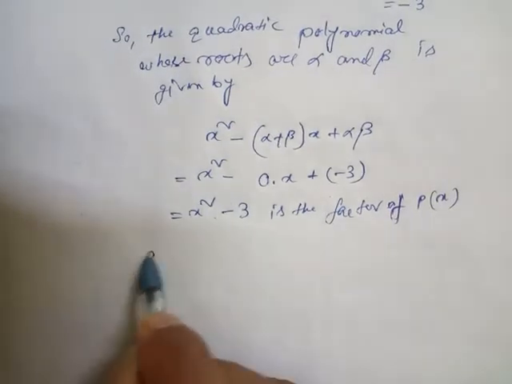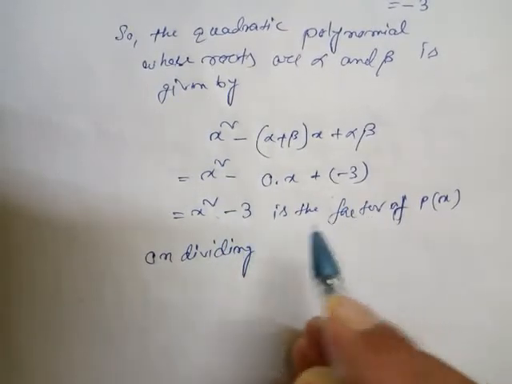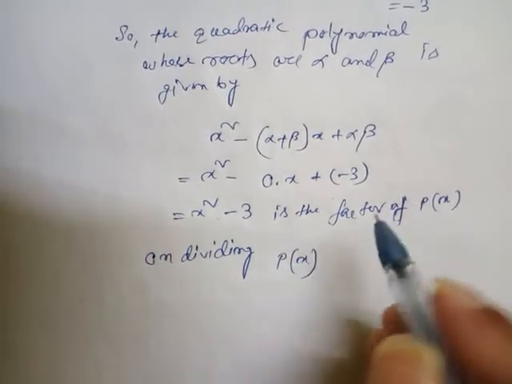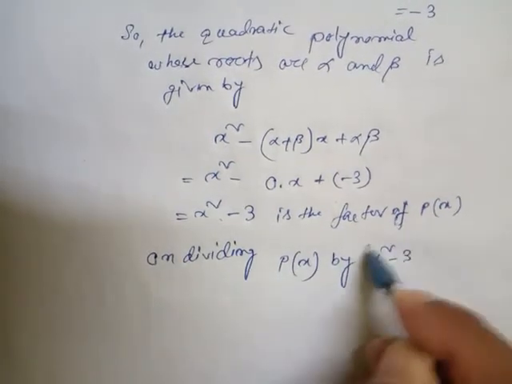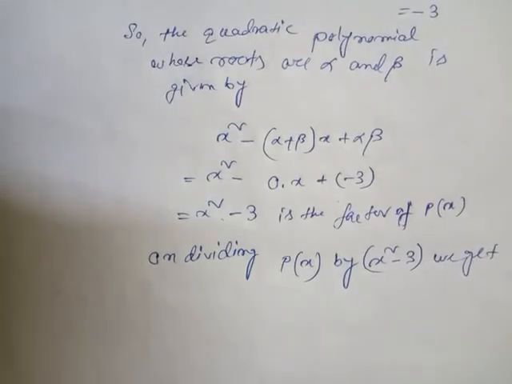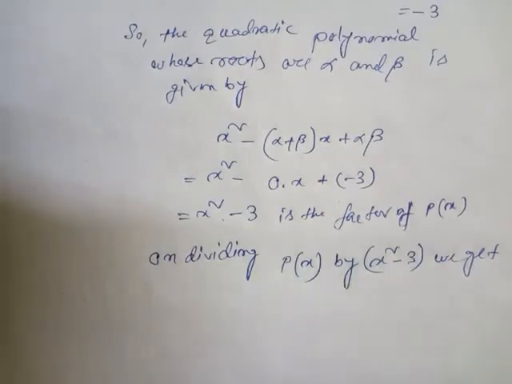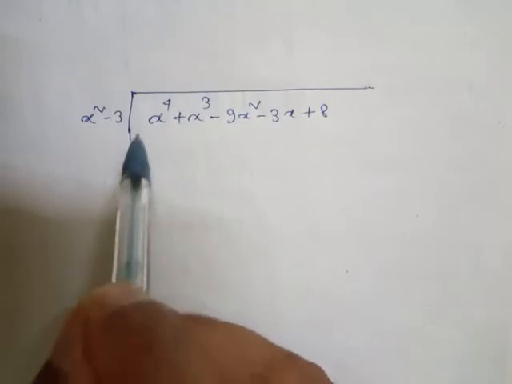Now we'll go for the long division. Next line we'll write: dividing p(x) by x square minus 3, we get, now look, the long division, which means the polynomial p(x) is divisible by x square minus 3 since it is a factor of p(x). Now let's go for the long division. There is x to the power 4, the highest power, and there is x square.